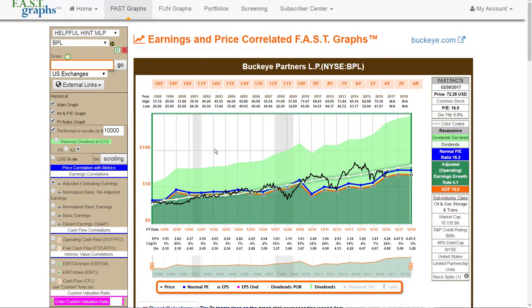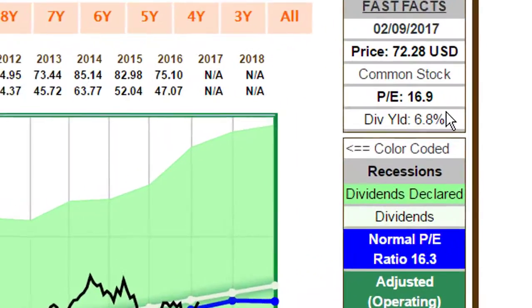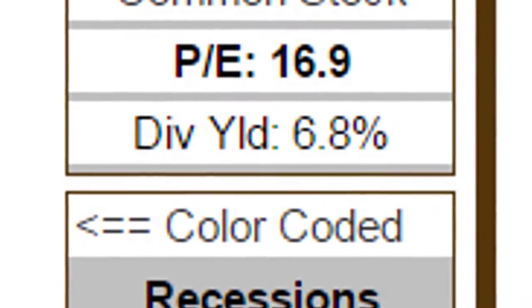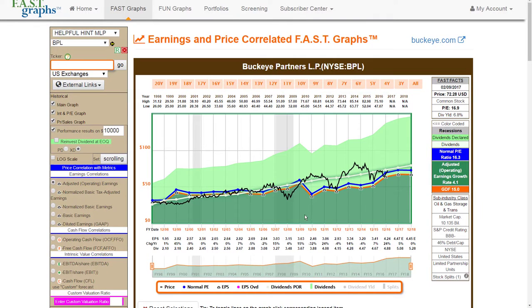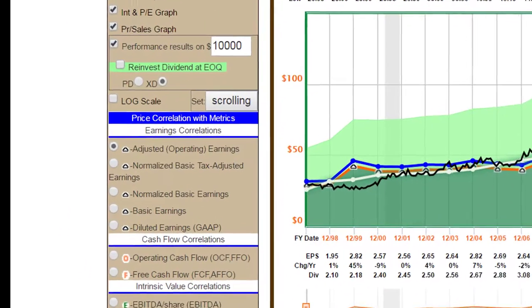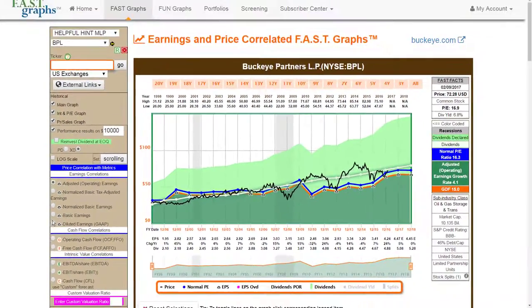However, with that said, as I recommend when subscribers are looking at any business, you should take advantage of all the analytical horsepower that FastGraphs offers. I've got the premium version of FastGraphs up here. One thing about MLPs is they tend to be very yield oriented or very dividend oriented. Their primary lure is for their income, although they can generate capital appreciation as well. But high income is one of the biggest motivating factors for purchasing an MLP, at least in my opinion.